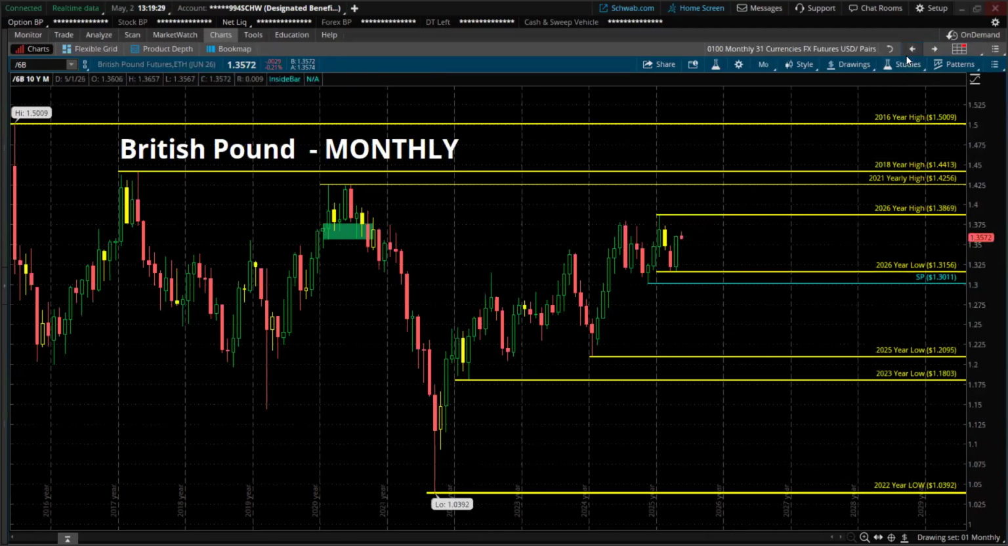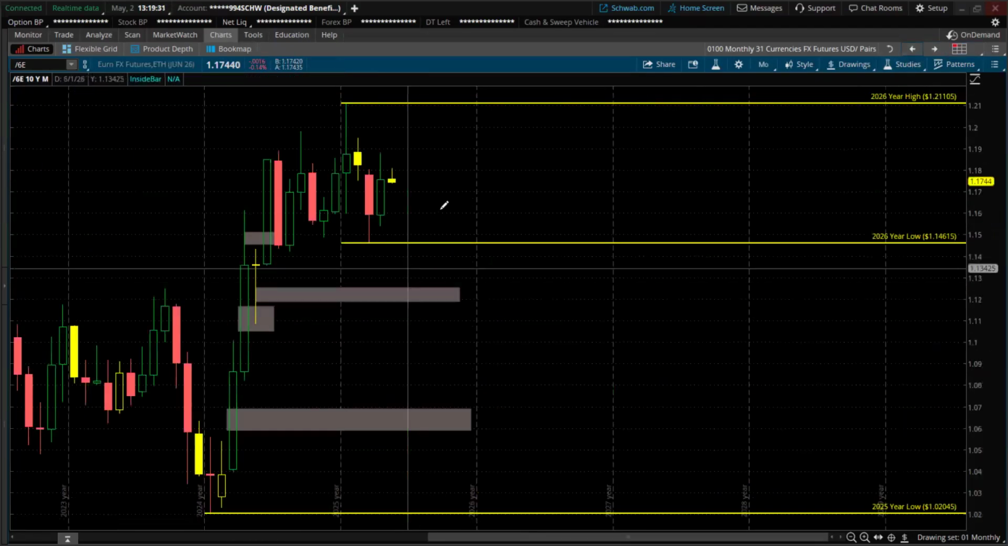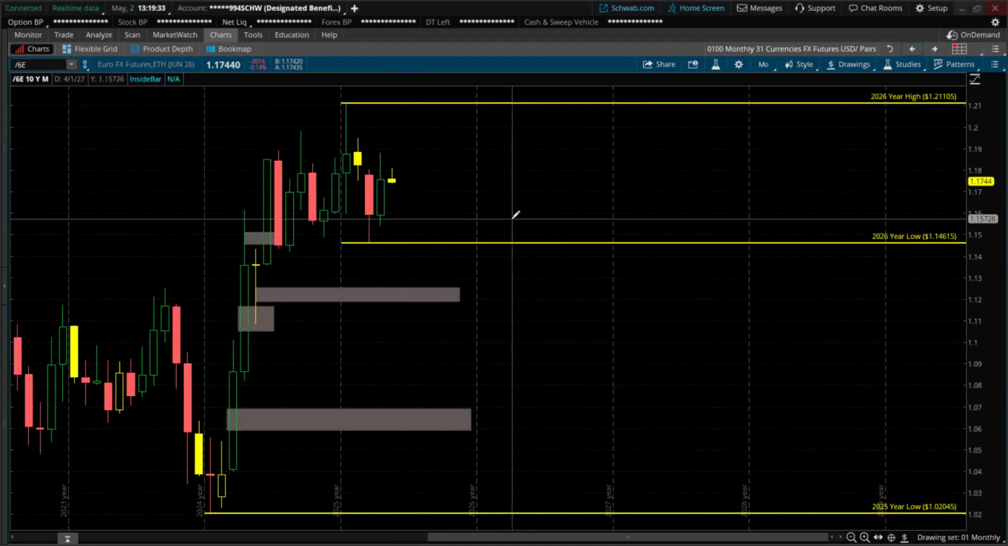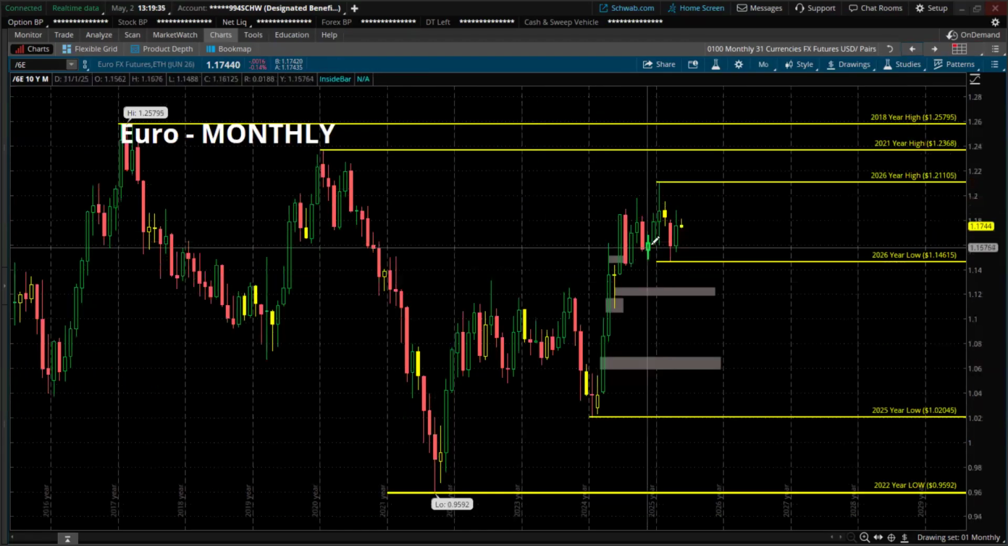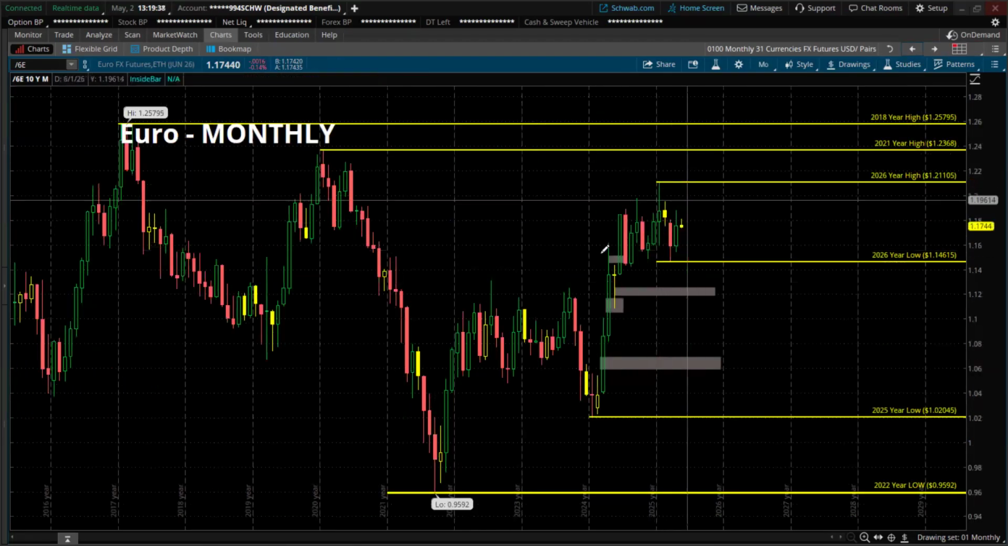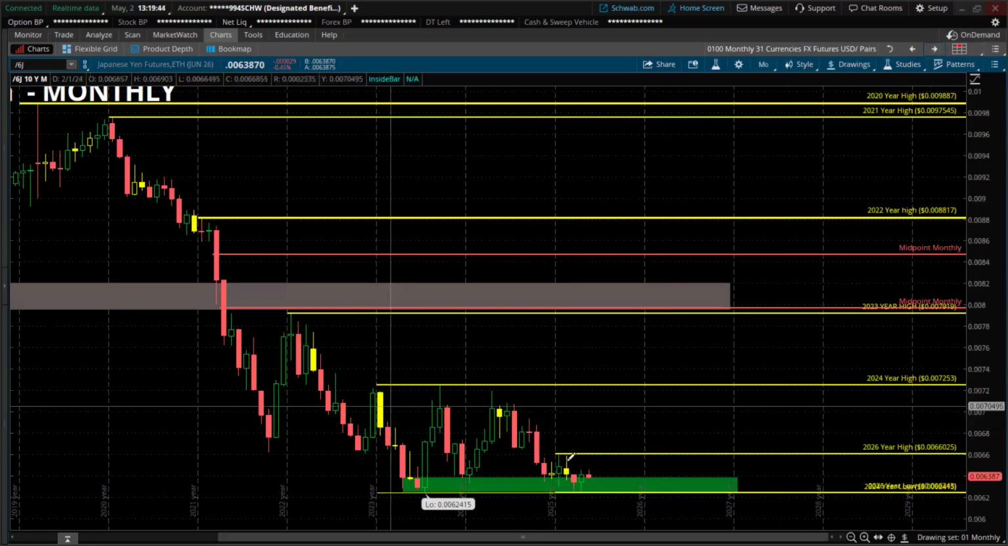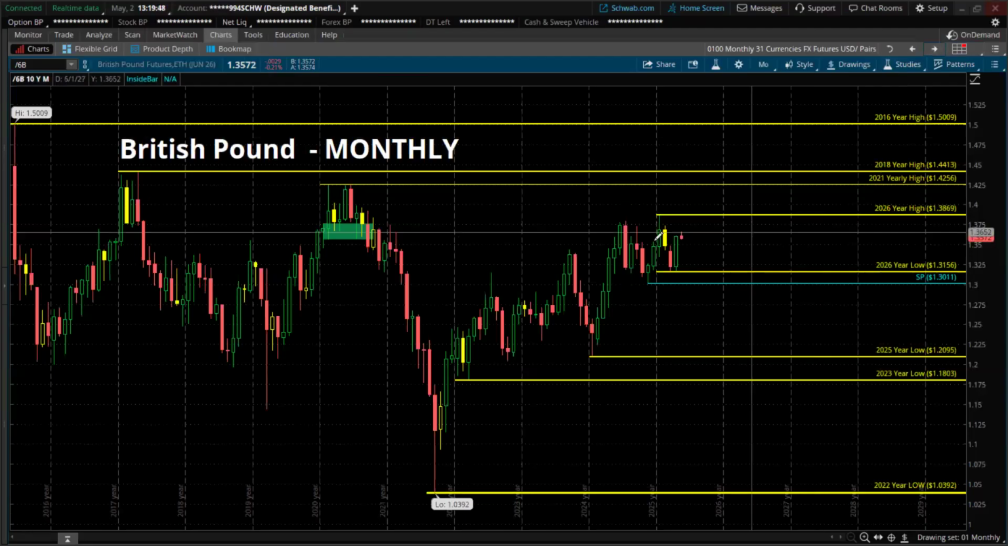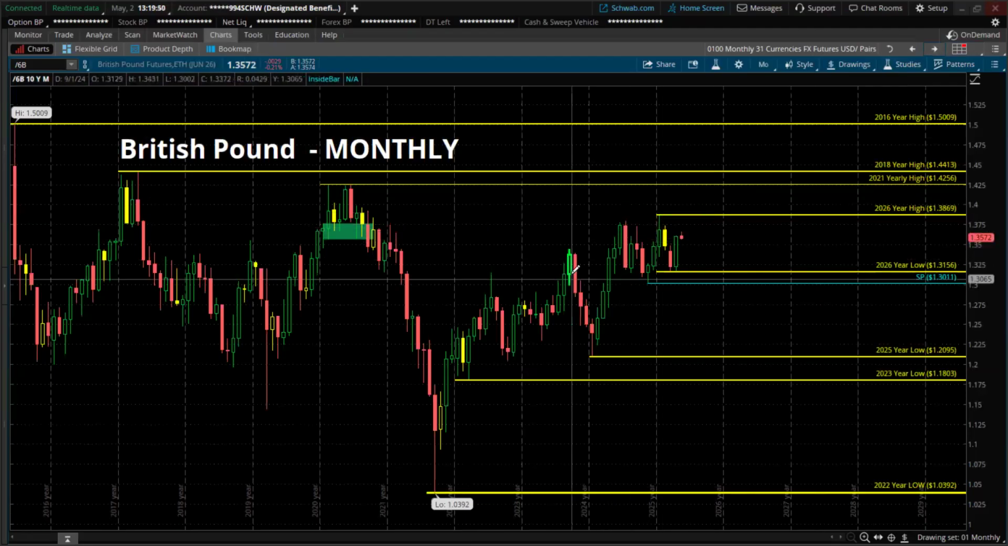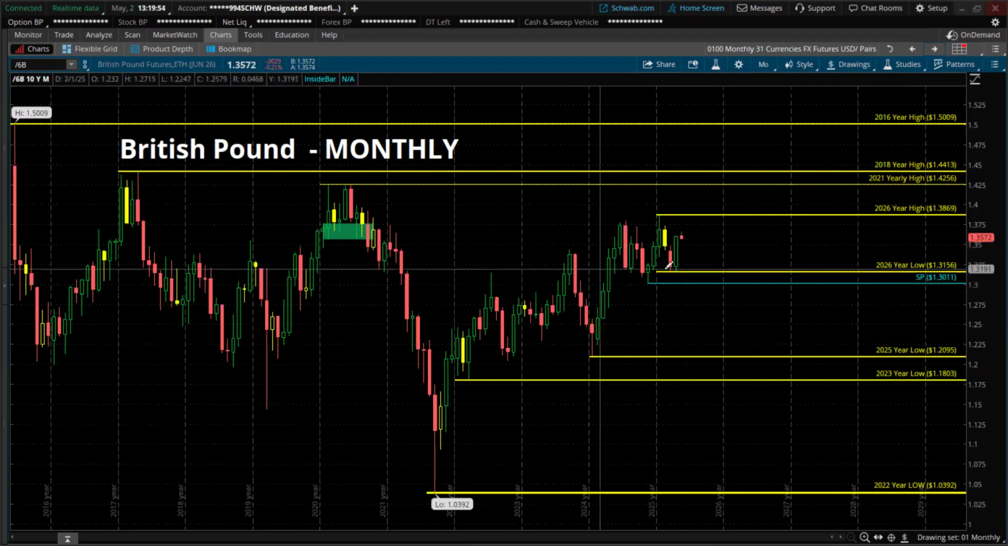So again, the euro, that's the largest weighted currency in the US dollar. See the euro, big consolidation up here. Japanese yen, huge consolidation. And the British pound, huge consolidation. These three major currencies were in the consolidation. They're building a lot of energy for a breakout of the next trend, whichever way that is.